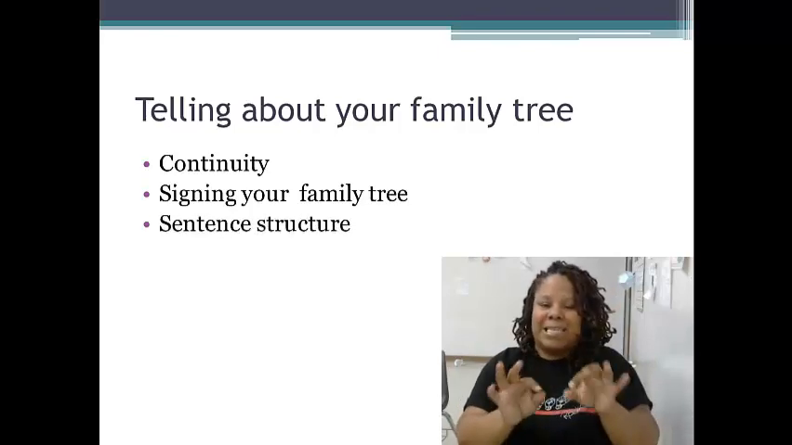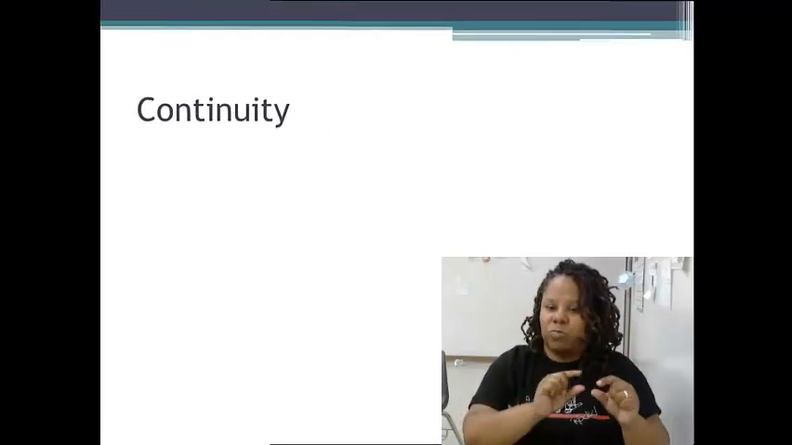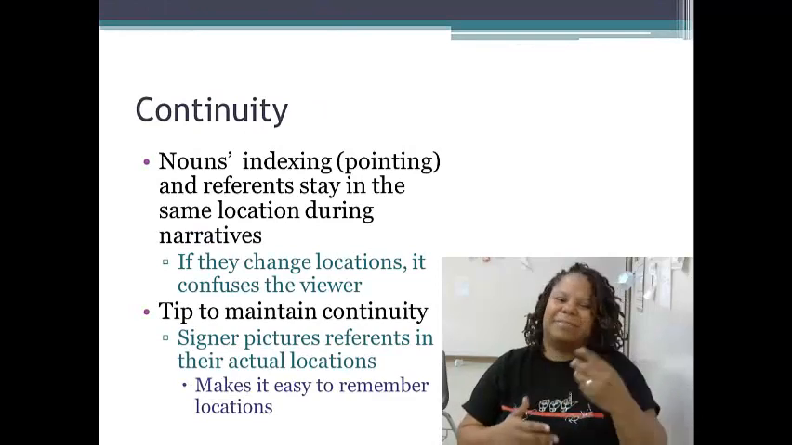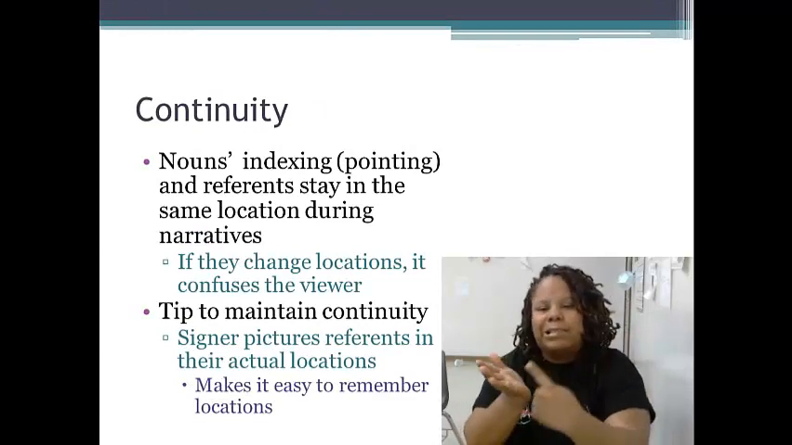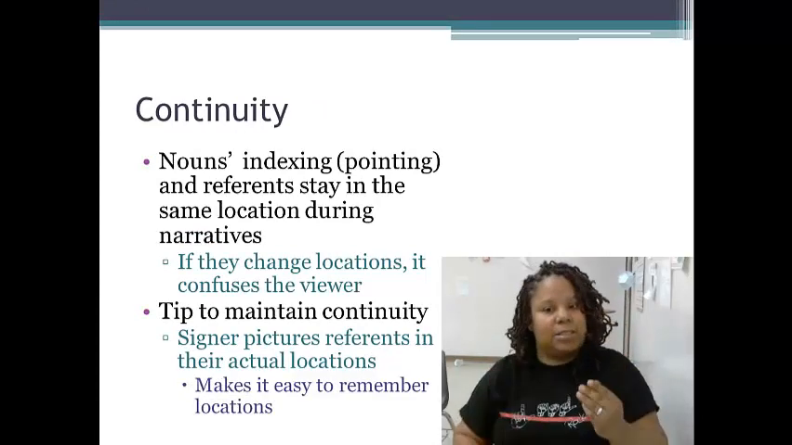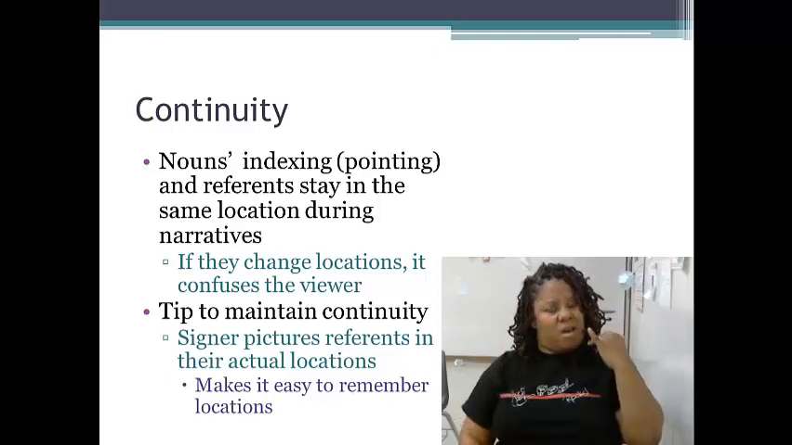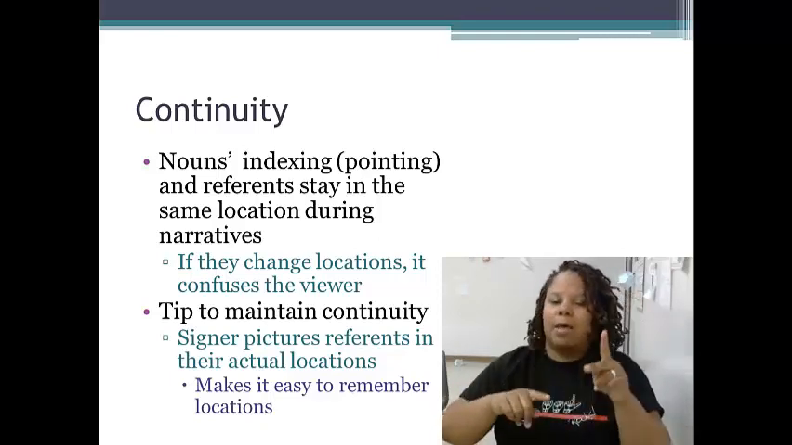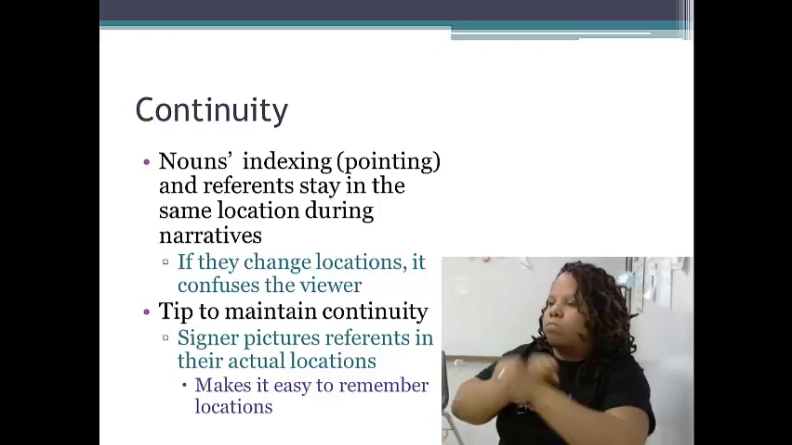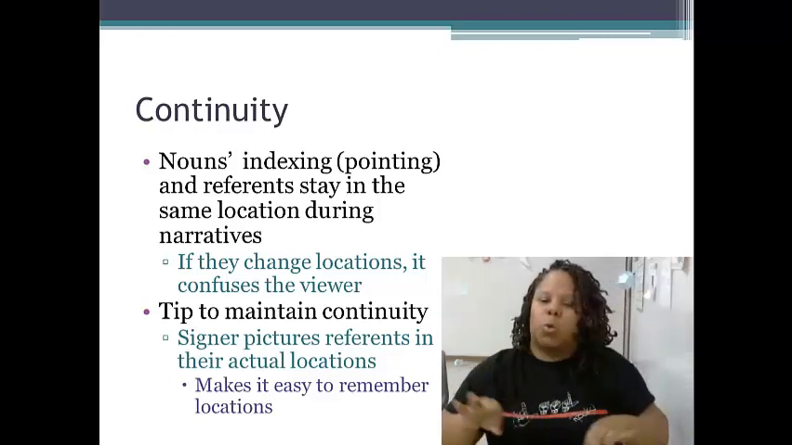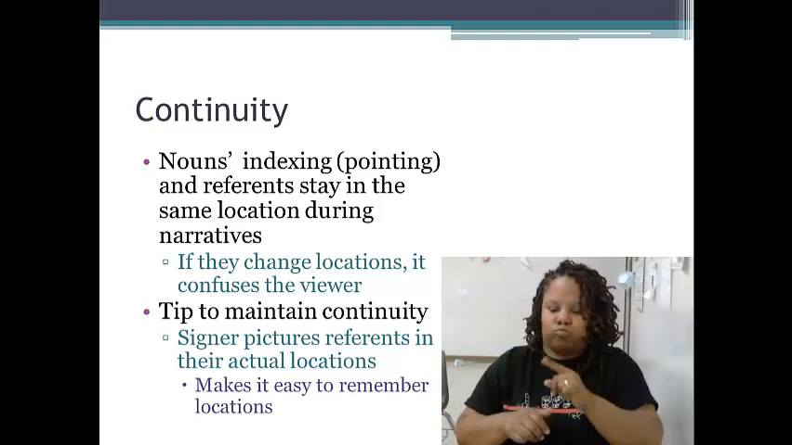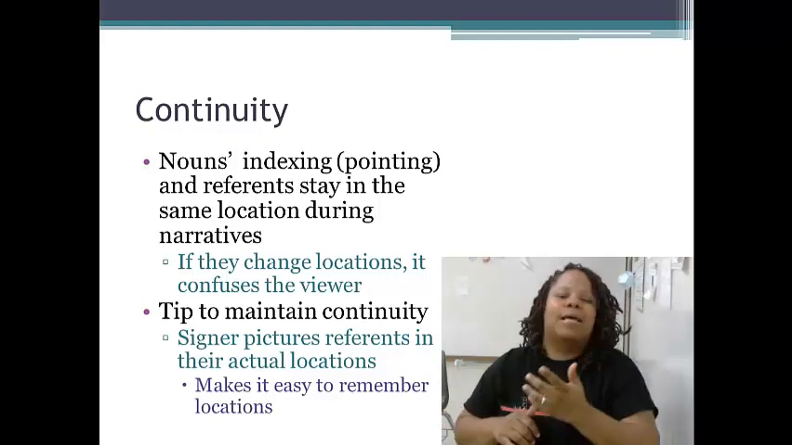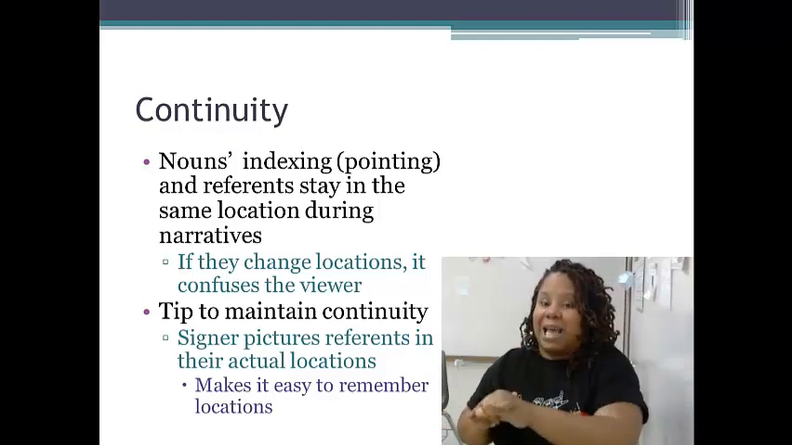Now, continuity is something that we have talked about a lot in ASL2 and ASL1. And it's mainly that because you're creating a visual image for the viewer, you have to make sure that when you are referring to nouns, that you're referring to them in the same spot. Because when you point to another spot and you're referring to the same person, it's confusing. Because a lot of times the viewer is focusing on what they're seeing.